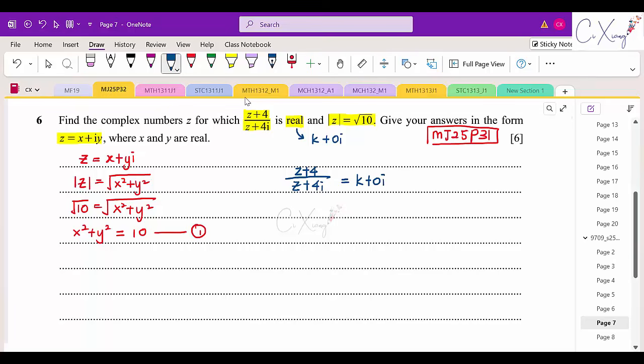Okay, so what is the value of z plus 4? z is actually x plus yi. Then the z plus 4i will be x plus yi plus 4i, equals k. Then I want to get rid of the denominator, so I move it to the right-hand side. And I have kx, then plus ky plus 4 with the i.